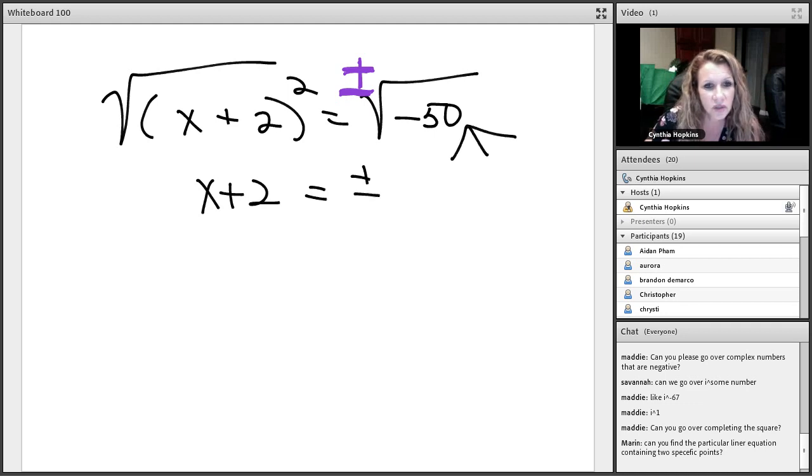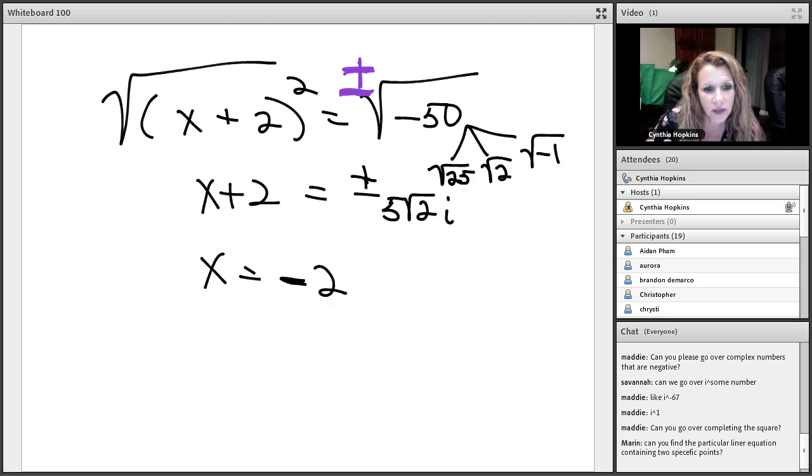I'm going to split that square root of negative 50 up into 3 separate square roots. First, I'm going to put 25 in the first one because that's a perfect square. That's a factor of 50. Then I'm going to put 2, the leftover factor, and then I'm going to put negative 1. So don't I get plus or minus 5 times the square root of 2 times i. Do you follow that? Okay, then I want my x all alone. We want to put a negative 2 first, so that's negative 2 plus or minus 5 rad 2 times i.